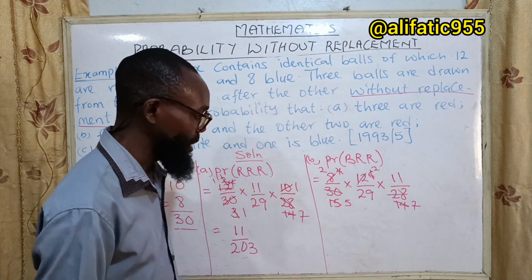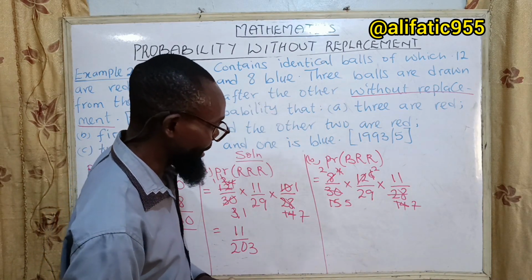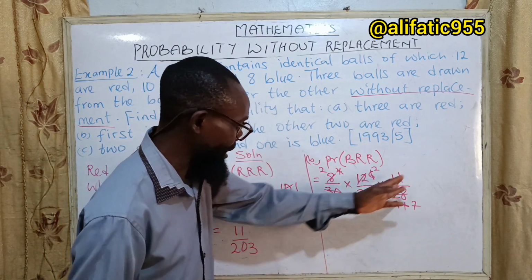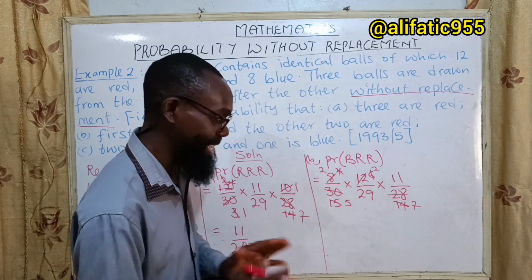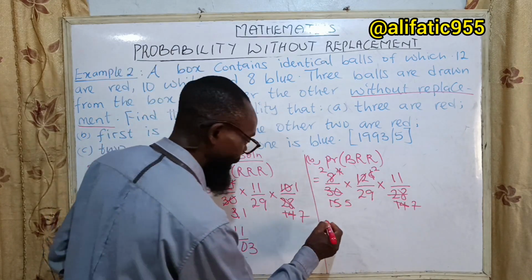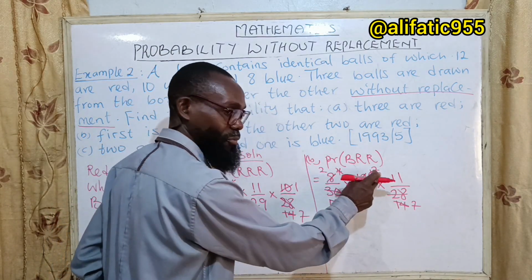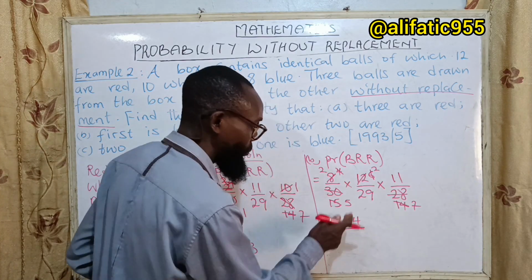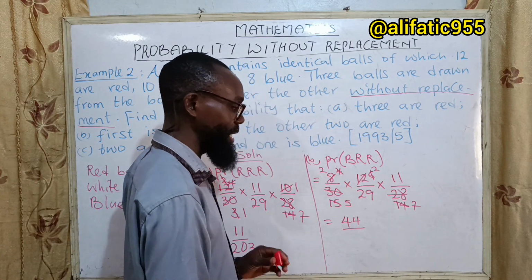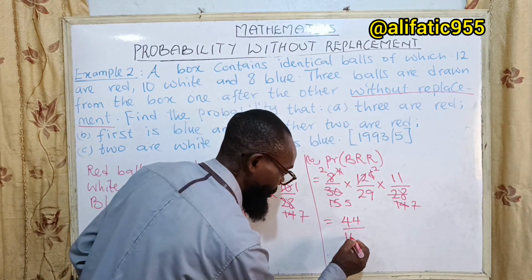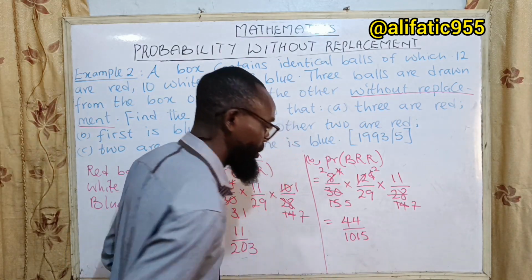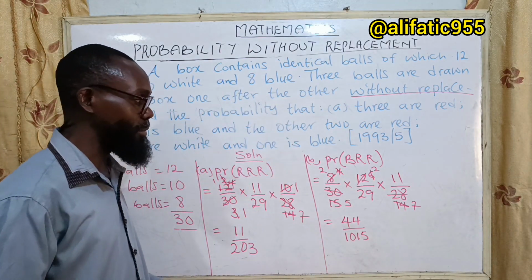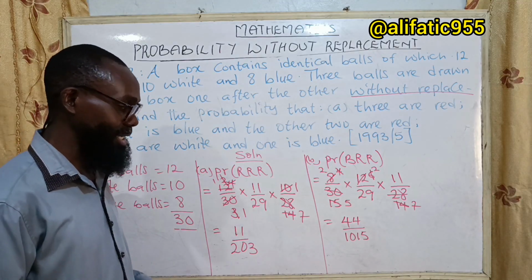Are you following? What can go again? I think nothing can go. 11 cannot go here, 5 cannot go in anywhere again. So we can now have 2 times 2, we have 4. 4 times 11, we have 44 over. So 5 multiplied by 29 times 7. We have 1015. So that is the probability of blue, red, and red.